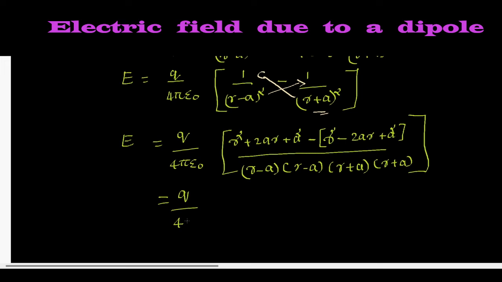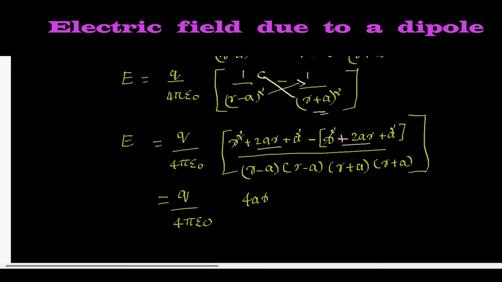Okay, so let us resolve the equation once again. Q divided by 4 pi epsilon 0. See here, there is a bracket here. So if you open that, this is r square, this is minus of r square, so plus r square minus r square, they will cancel out. So r square and r square get cancelled. Here it is 2ar and this is minus of minus 2ar, so minus of minus 2ar is plus 2ar, so they will add up. So in the numerator you will get 4ar, 2ar plus 2ar, that is 4ar.